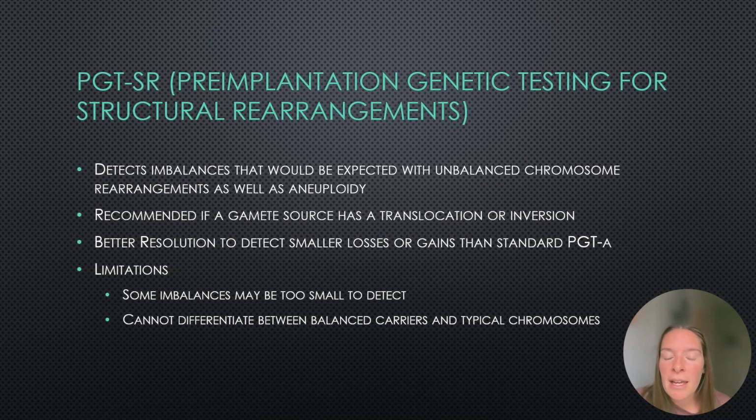And then lastly, because PGT is a quantitative test, it's not making a karyotype or a picture of the chromosomes. It's measuring how much material is present from each chromosome. Unfortunately, PGT-SR cannot differentiate between embryo samples that are balanced carriers and those with typical chromosomes. So some parents or patients really hope to only transfer embryos who have typical chromosomes and not inherit the balanced translocation, for example, but PGT-SR cannot see that. It can't differentiate between the two.